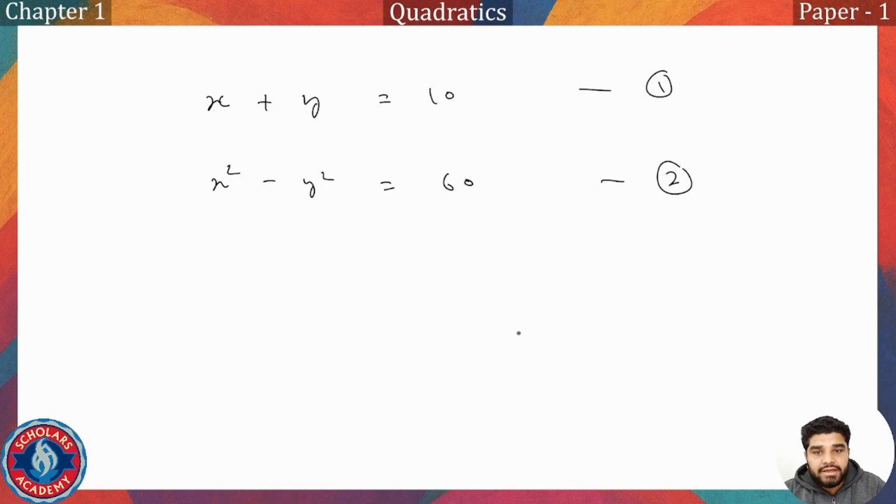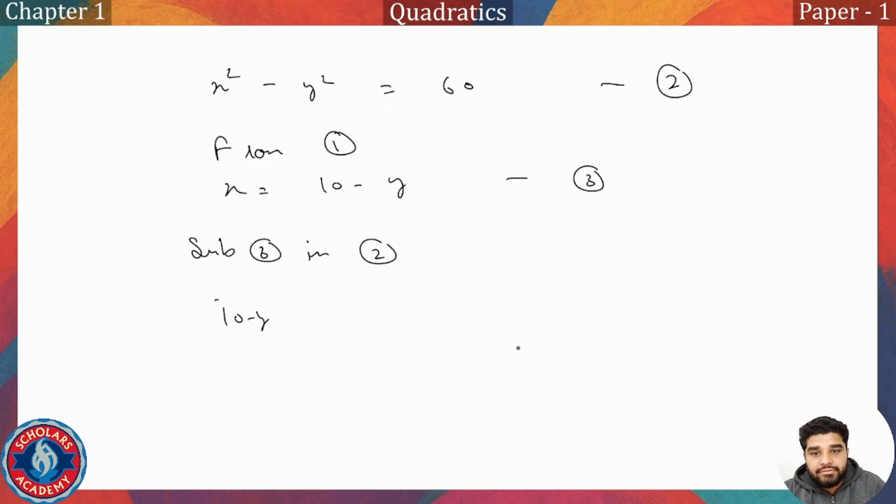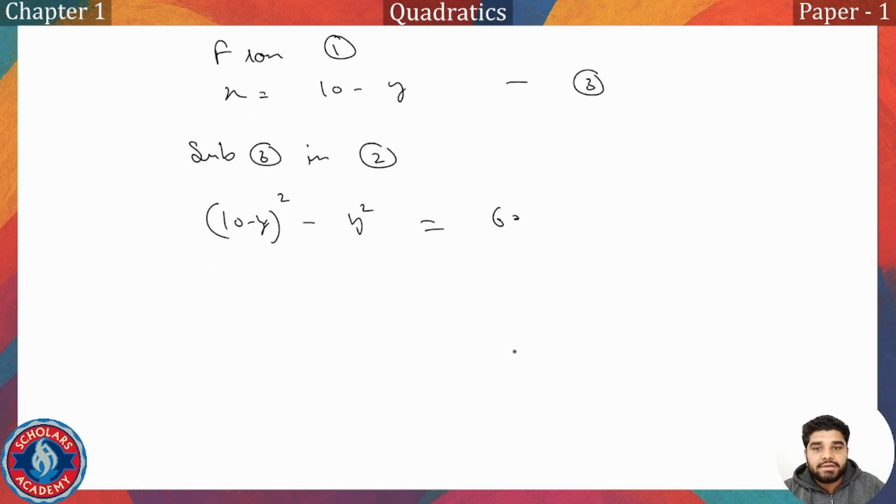From here, I can find x is equal to 10 minus y, equation number 3. So this is from 1, and I can substitute. So substituting 3 in 2, I will get (10 minus y) whole square minus y square is equal to 60. So if I open this whole square, I get 100 plus y square minus 20y minus y square is equal to 60. y square gets cancelled out.